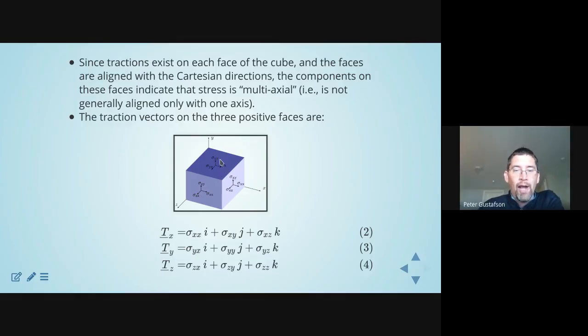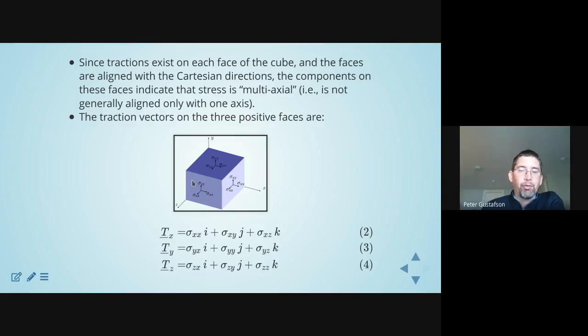We have the y face, so it's on a positive y face, direction in y, so the normal stress is called sigma yy. Here we have sigma yx, so it's in the normal y direction, but the traction vector is creating a force in the x direction, and similarly z. And then last but not least, of course, we have the z normal, and then zy and zx.